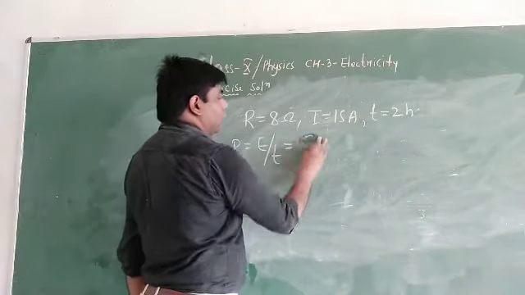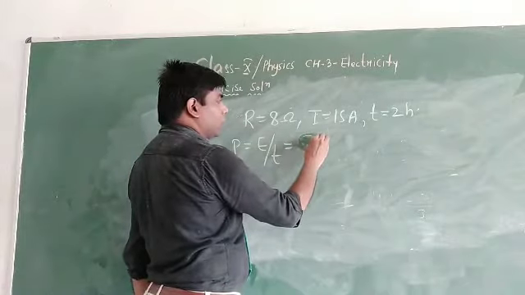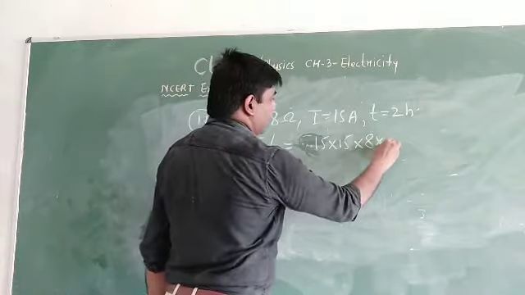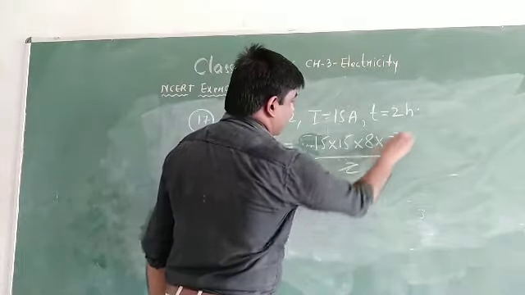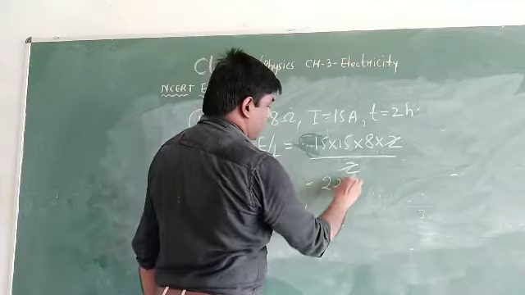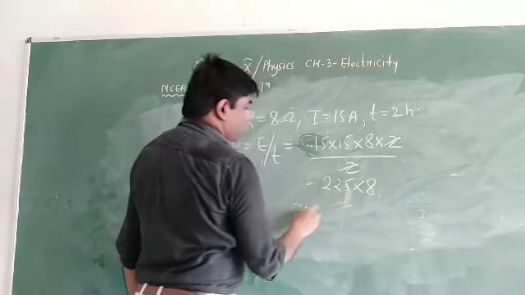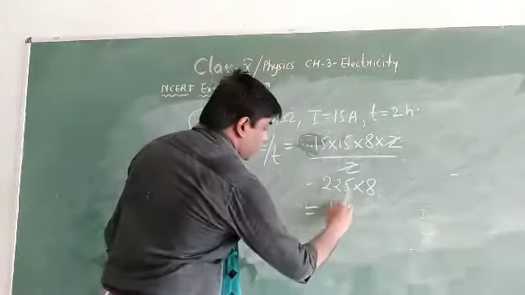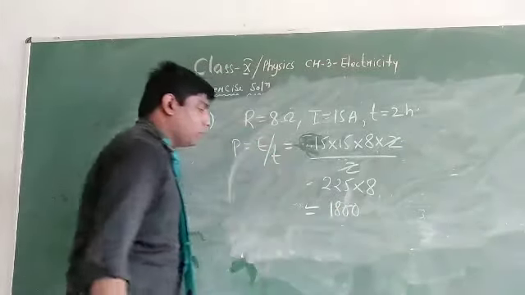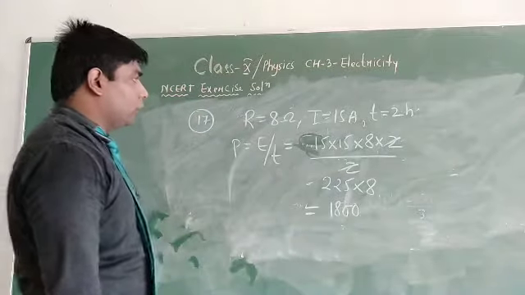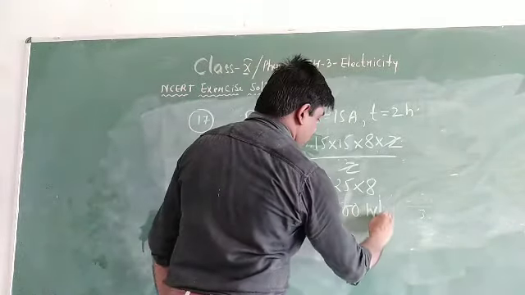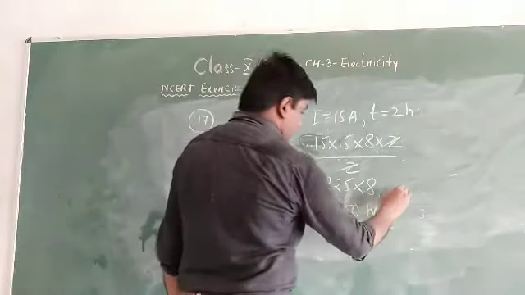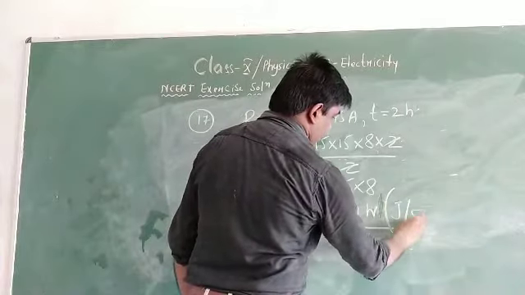So power is equal to just energy divided by time. Energy equal to I square R into T, that is 15 into 15 into 8 into 2, divided by 2, that is equal to 225 into 8, 1800. It will be 1800 watt. If you want to write in joule, you can write joule per second.